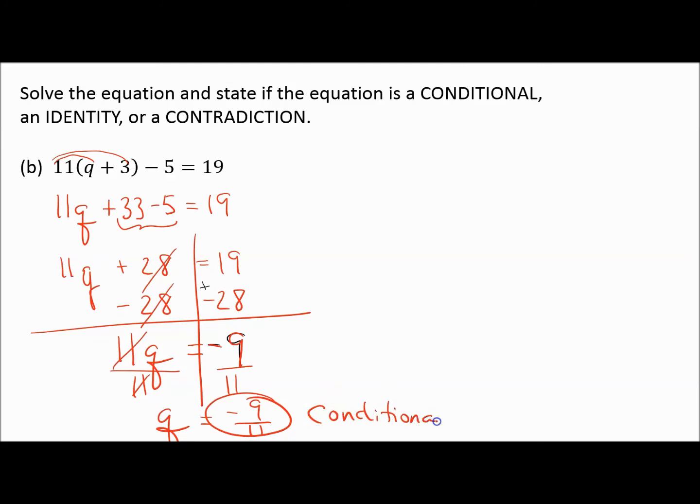Okay, so what we have is a conditional equation. Anytime you get an answer, it's conditional. And all conditional equations you can check. So you have 11, and I'm going to substitute in negative 9 over 11 for Q, and add 3, minus 5, and check to see if that really equals 19.